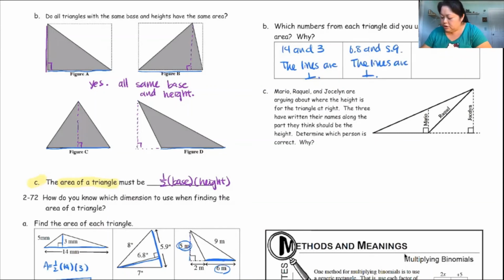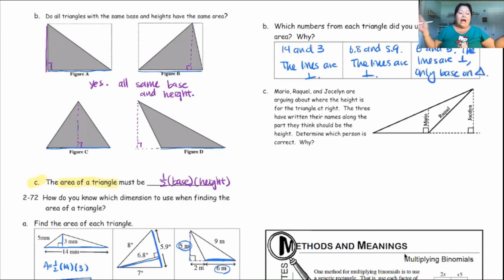The last one's a little trickier, right? So I use 6 and 5. So not only, again, the lines are perpendicular, but only the base on the triangle. So I don't use the whole line on the bottom, right? So only the part that's on the triangle, only the 6 is my base, not 6 plus 2, not 8. Okay? So again, we're trying to hammer this in to make sure you really got the idea.